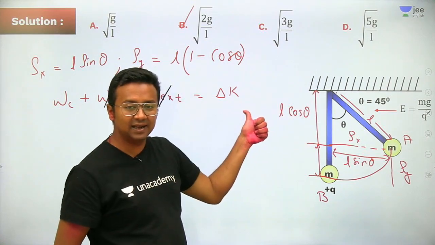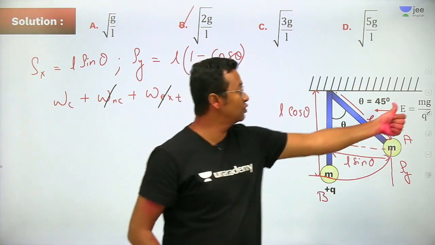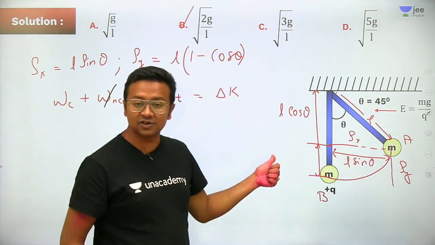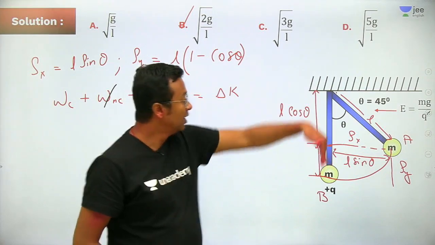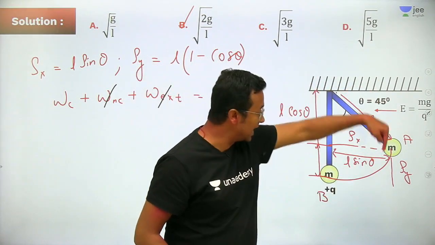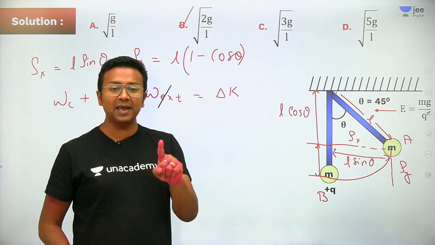Electrostatic force is acting in this direction. Gravitational force is acting in this direction. Electrostatic force is in this direction, displacement Sx is also in this direction, so work done by electrostatic force will be positive. Mg is in the downward direction, Sy is also in the downward direction. Work done by the gravitational force will also be positive.